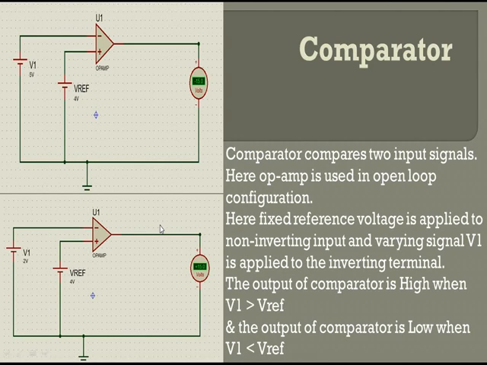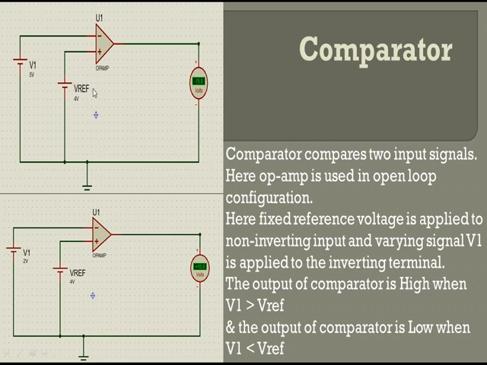Op-amp can be used to compare the voltage which is applied to the two inputs of operational amplifier. Here we can see two different input voltages applied to the input of operational amplifier, which are V1 and V reference. V1 is connected to the inverting input of operational amplifier and V reference is connected to the positive input of operational amplifier.